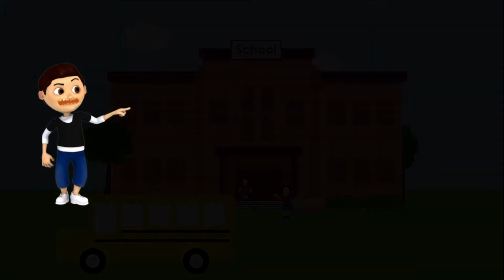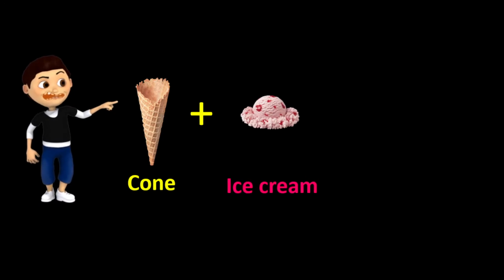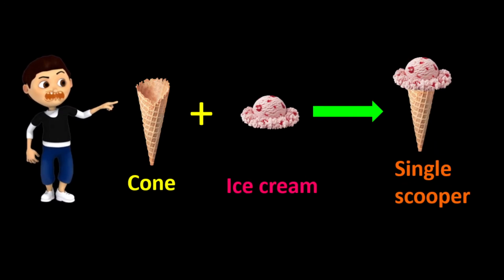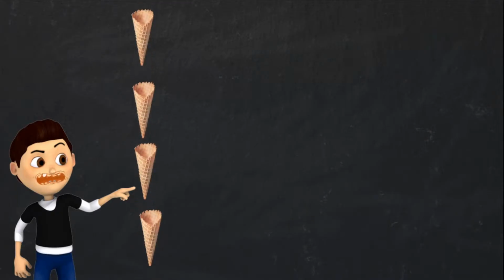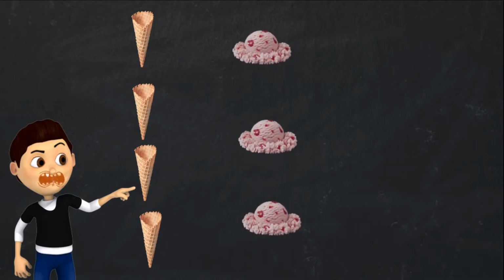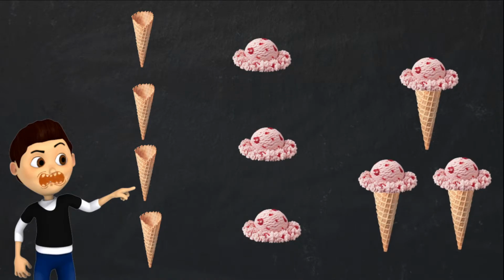Bob explained that he could use ice cream cones with ice cream scoops to make what he called a single scooper. Bob explained that if he takes 4 ice cream cones and 3 scoops of ice cream, he can only make 3 scoopers.